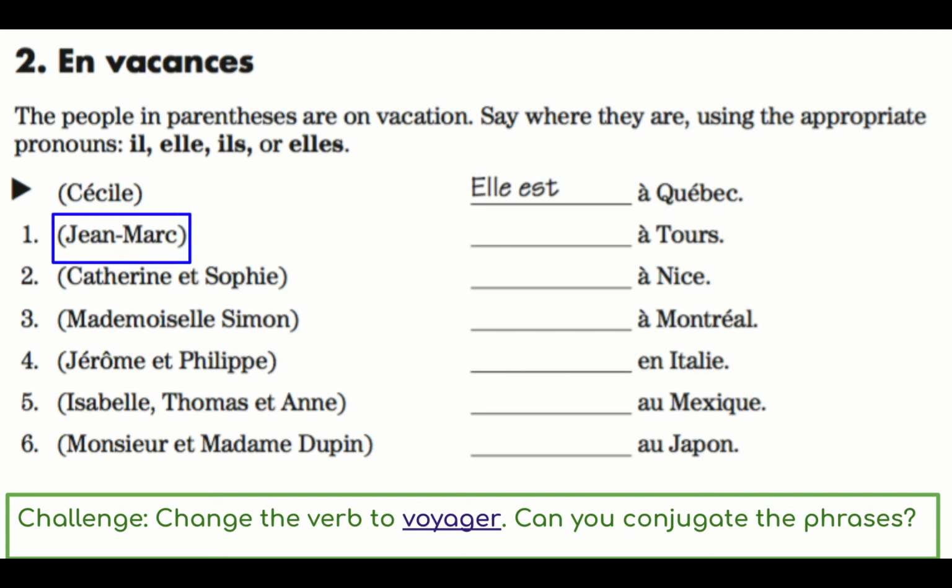OK, regarde Jean-Marc. En français, Jean means John. Jean-Marc. These hyphenated names are very common and popular in French.